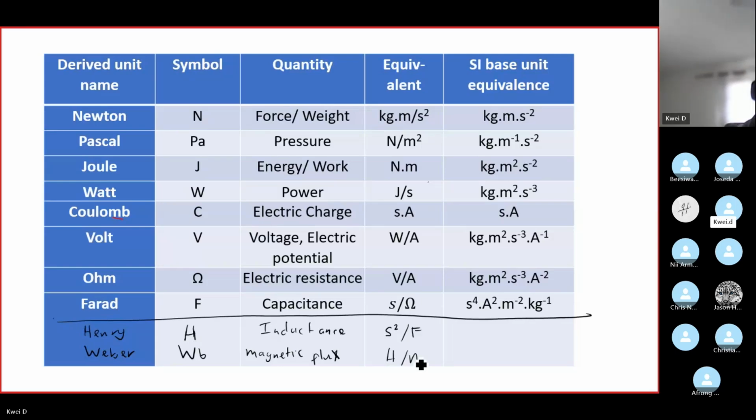Okay. Then another one called the Tesla. So you can see where the Tesla car got the name from, Tesla. The symbol is capital T.